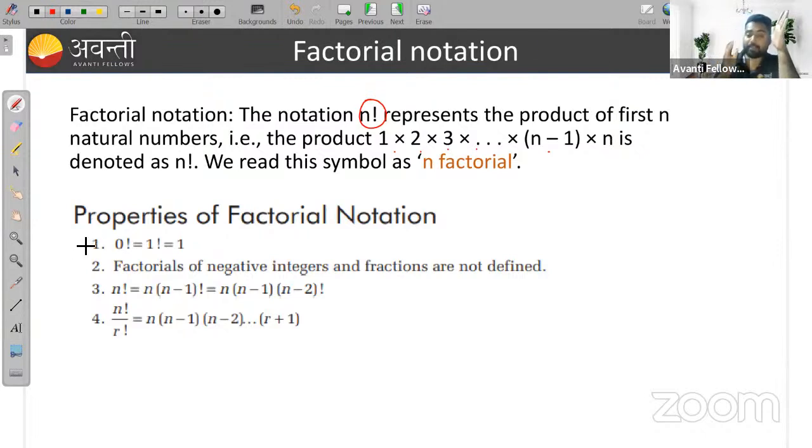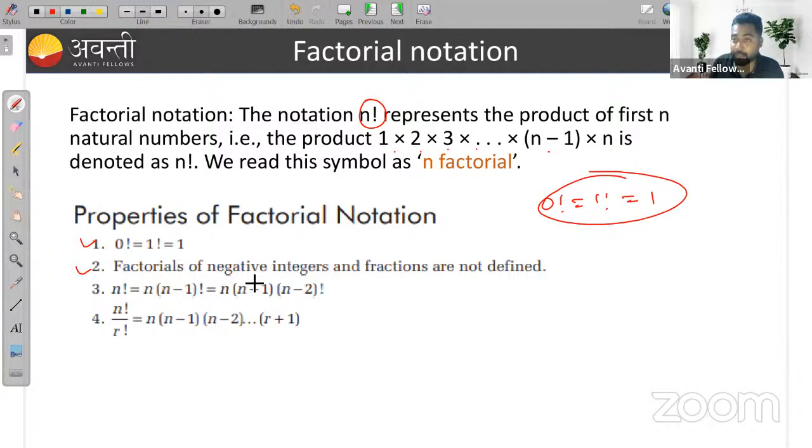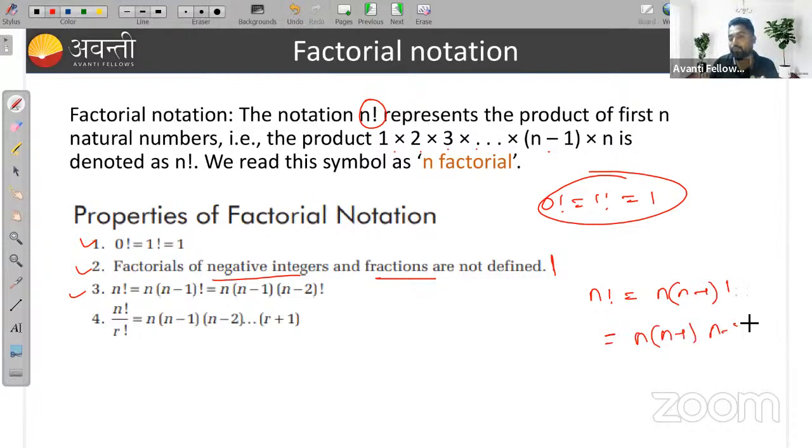And what are some properties? The value of 0 factorial and 1 factorial is 1. And second thing is factorials of negative integers and fractions are not defined. Okay? Factorials of negative integers and fractions cannot be defined. Fine. Third property is n factorial is n into n minus 1 factorial, and also we can write n into n minus 1 into n minus 2 factorial.